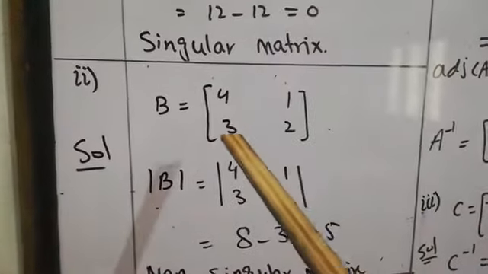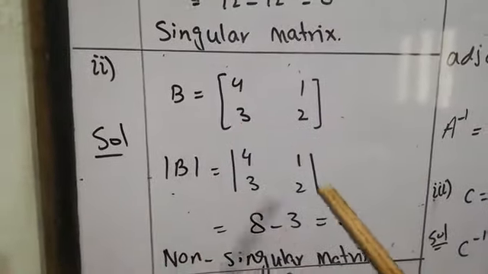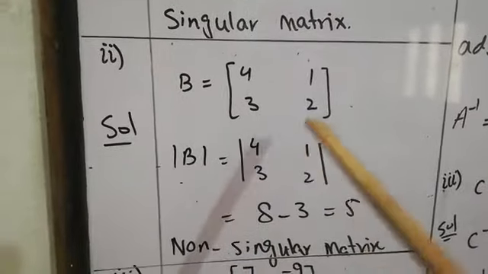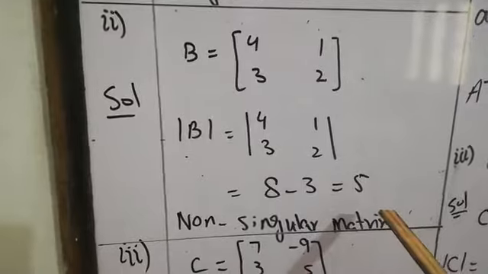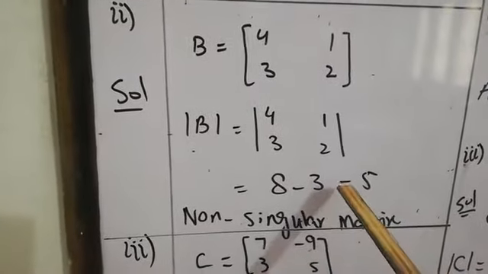Part 2, B equals 4, 1, 3, 2. 4 twos are 8, 3 ones are 3. 8 minus 3 is equal to 5. So this is also non-singular because its determinant is not equal to 0.